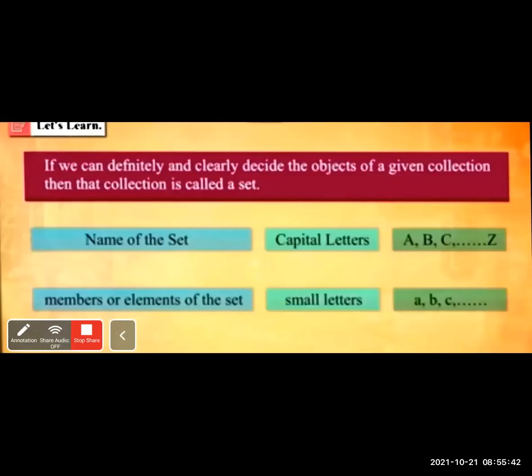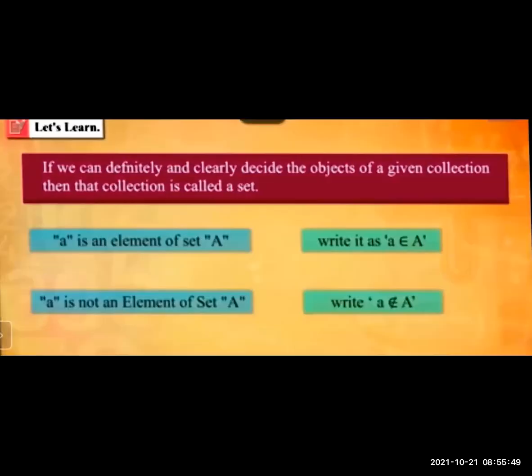Names of sets should be written with capital letters, and members or elements should be written with small letters. A, B, C, any alphabet you can use. And the definition of a set is: if we can definitely and clearly decide the objects of a given collection, then that collection is called a set.